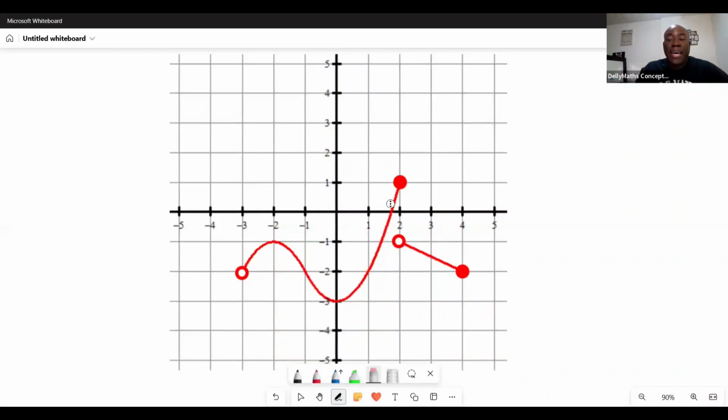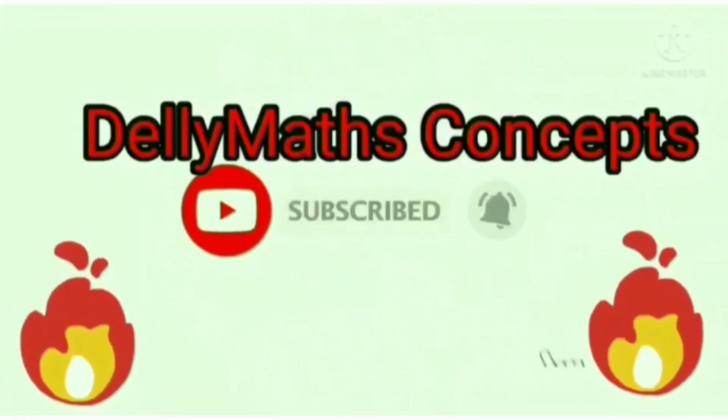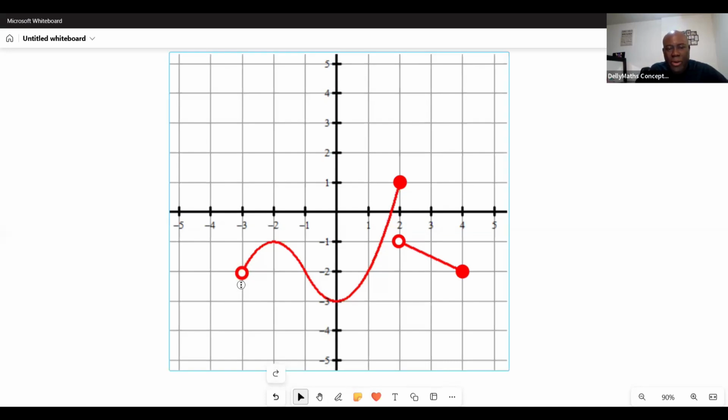In this video, I will be identifying the extreme values, where they occur, and what type they are, okay? So let us take a look at this. Wherever we see the open circles, if they're not shaded, then nothing is going on there. That point doesn't even exist right there.